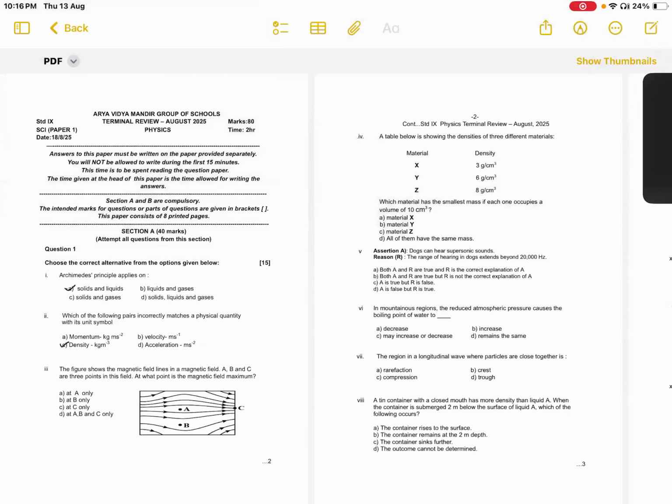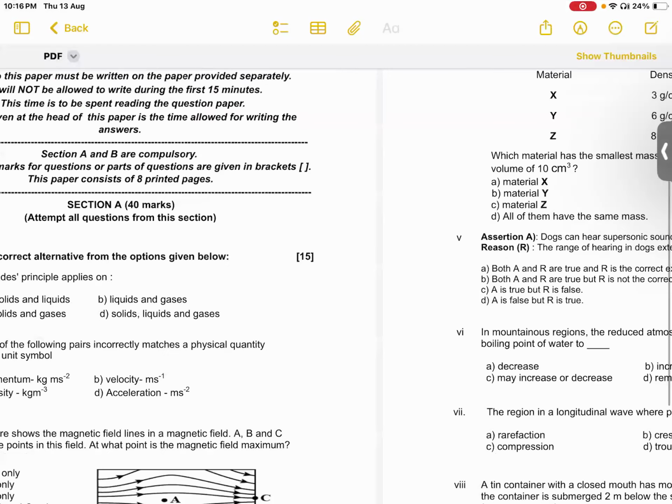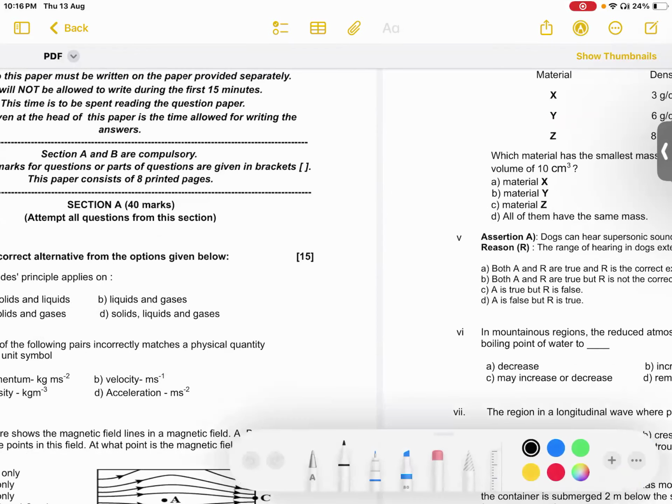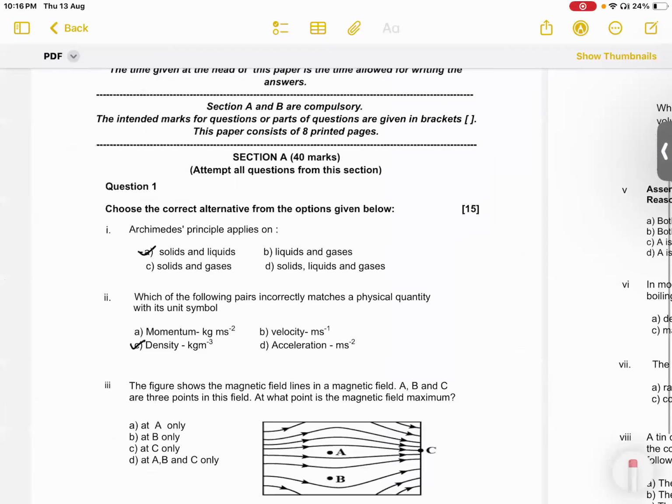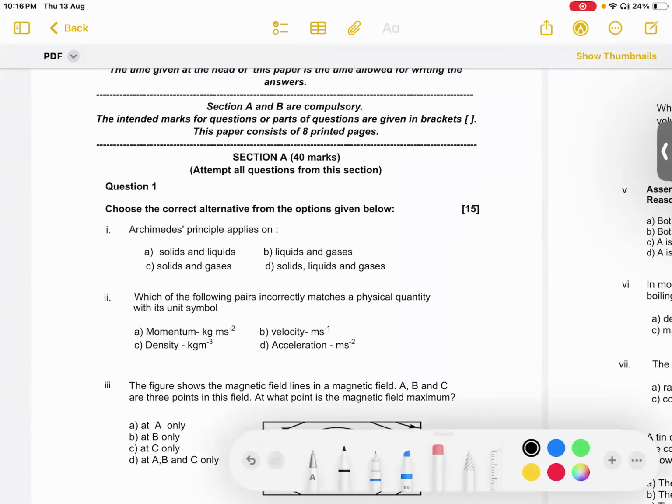And here comes the first question. As I said, guys, this is the paper of the year 2025, and the first question is an MCQ. So let's try to solve and understand. The first question is MCQ. The question is: Archimedes' principle applies on dash.